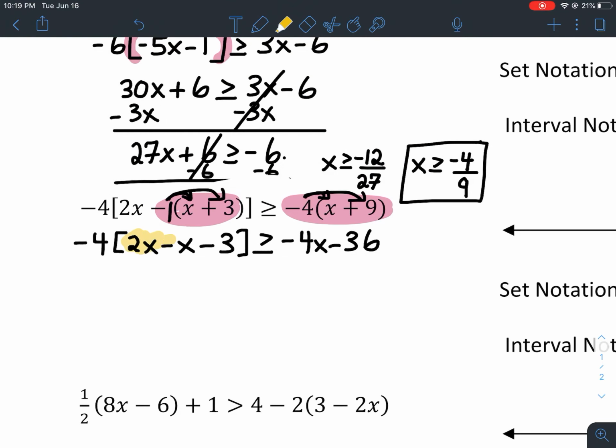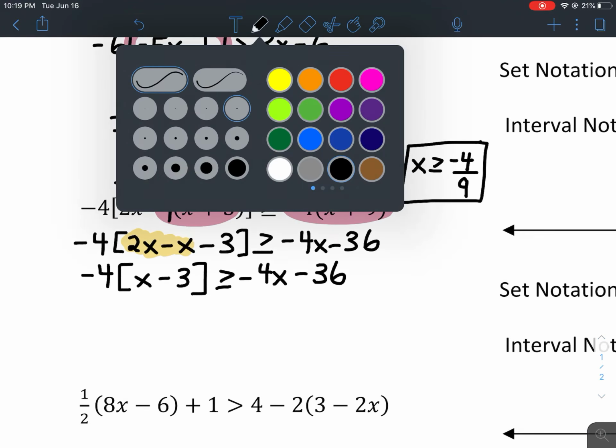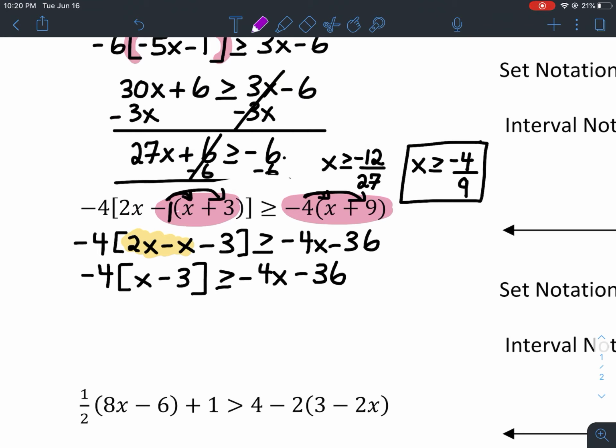And just like in the last problem, we want to combine like terms before we move on. So on the left side, I have a 2x minus x inside the brackets. 2x minus 1x is just x. And now the exact same thing as in the last problem. There's nothing we can do inside those brackets, so they're just acting as if parentheses. We have a negative 4 outside, so we still need to distribute that negative 4 to each of those. Negative 4 times x is negative 4x. Negative 4 times negative 3. Negative times a negative is a positive.